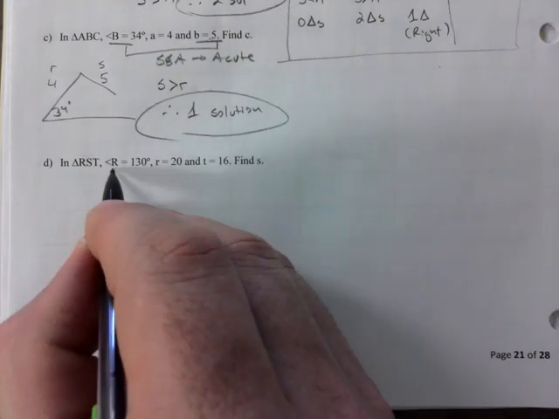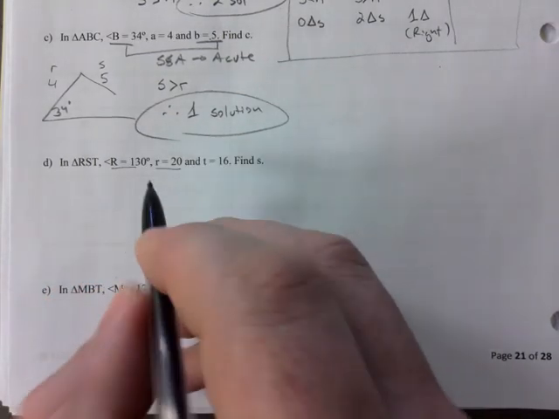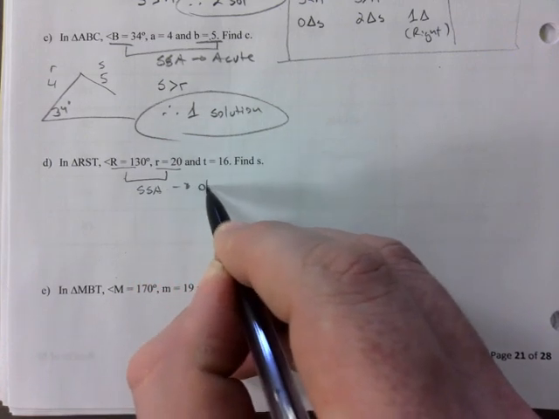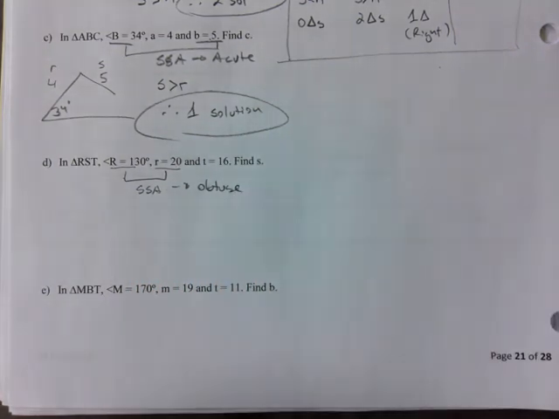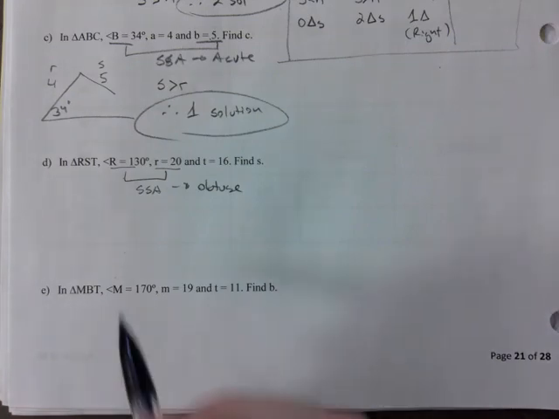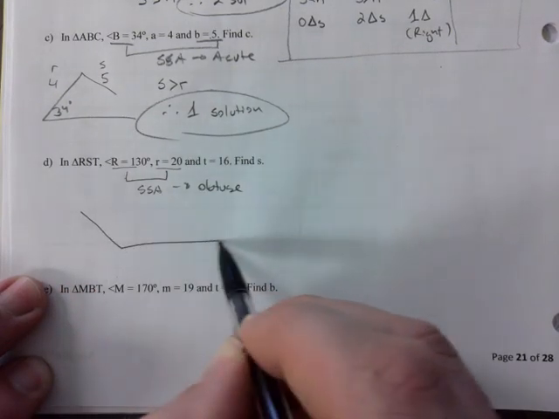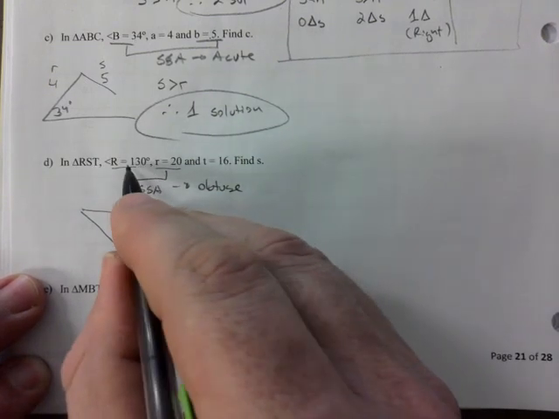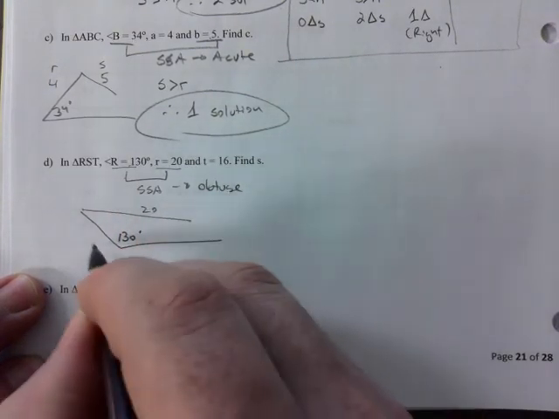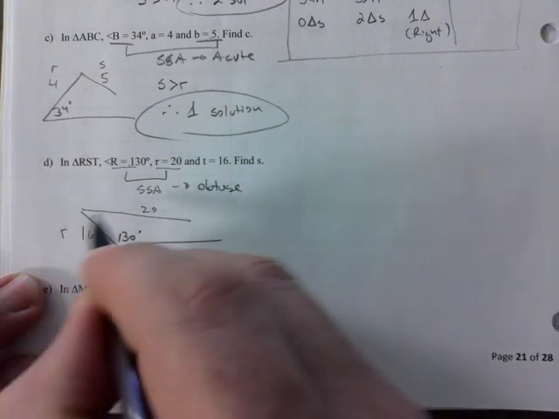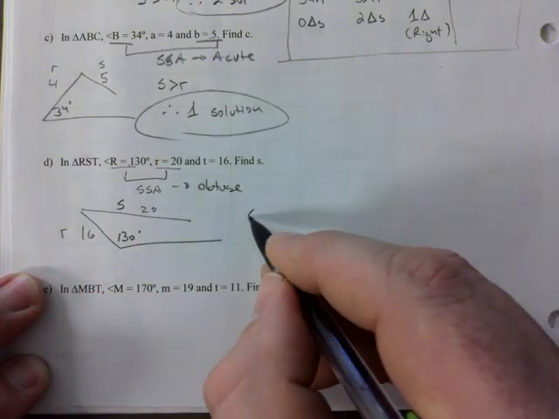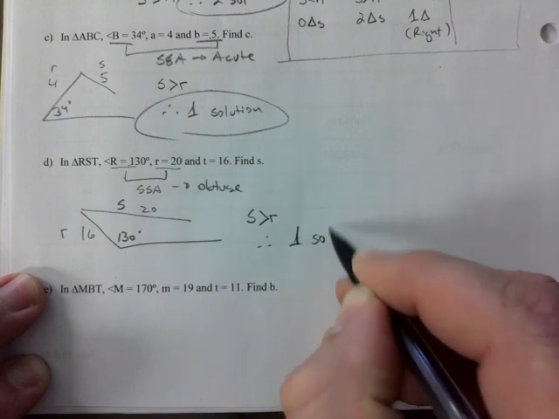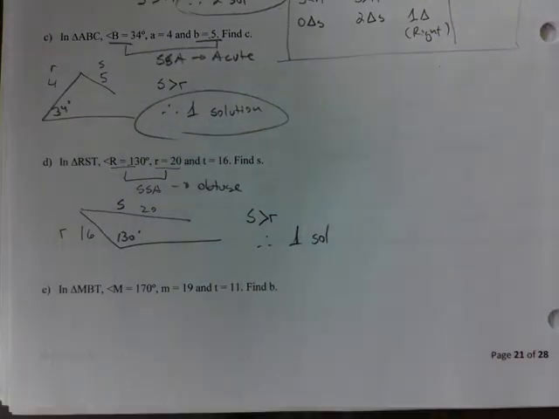RST, we've got a pair and another side. SSA, obtuse, easier actually this one. You'll never have to find the height for obtuse cases. Just make sure your diagram looks like this. This is 130 and 20 goes here, 16 goes there. This is rod, this is string. String is greater than the rod, therefore one solution. Okay.